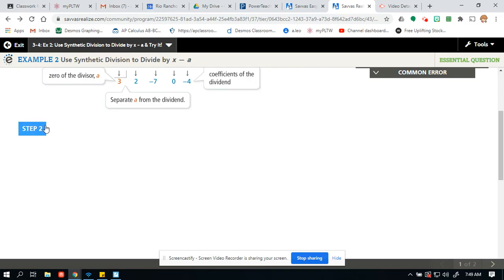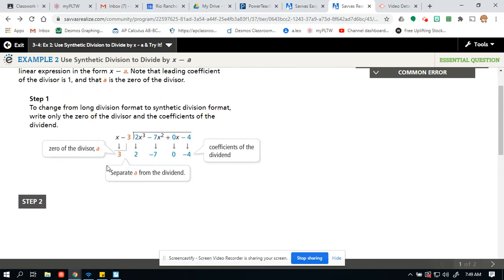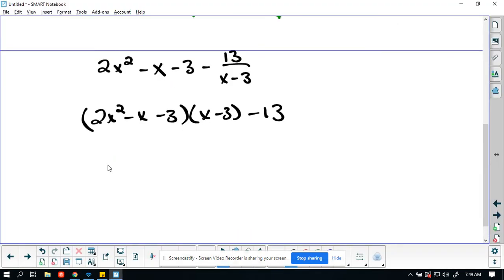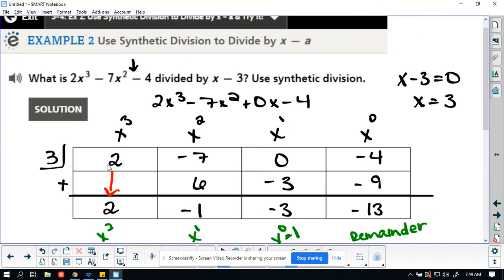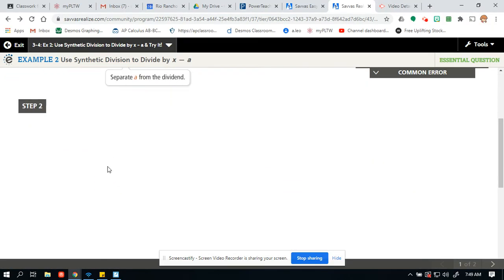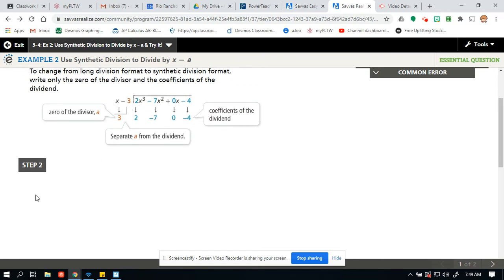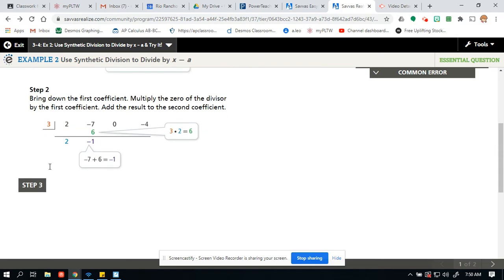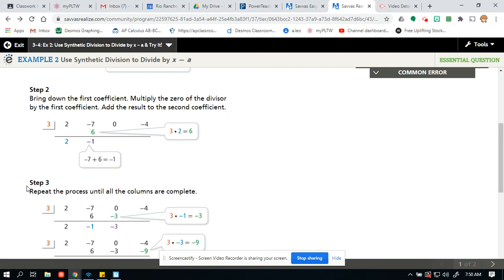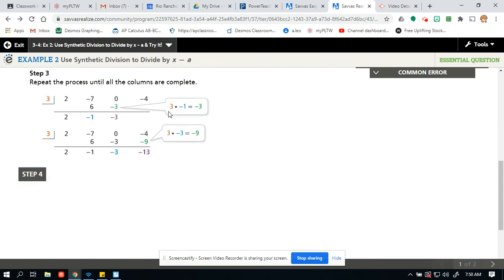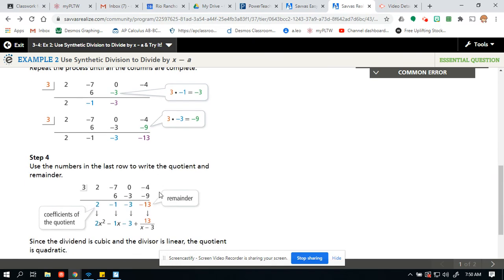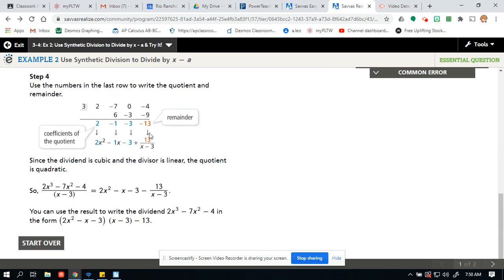So they do this in steps. They find the coefficients. So basically, they're just using the long division to find coefficients. There are the coefficients. They're telling you how to multiply them. Then, again, they're continuing that multiplication. And they found the remainder, so the coefficients of the quotient, and there is the answer.